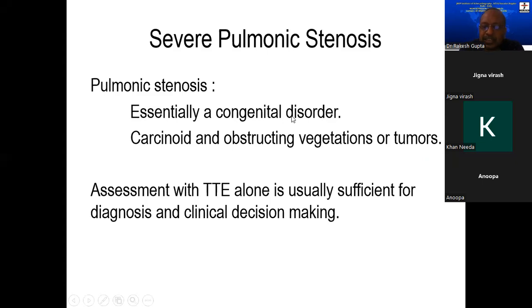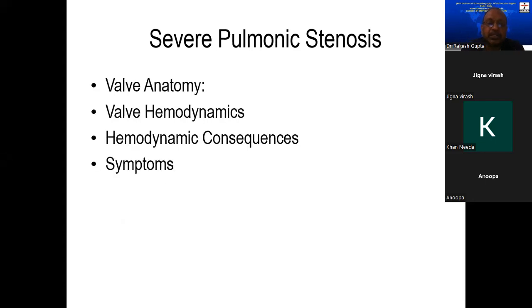It's essentially a congenital disorder. Carcinoid and obstructive vegetation or tumor is another issue. Assessment by transthoracic echo is very well useful. But a number of times we find this pulmonic stenosis with other associated congenital abnormalities like VSD with PS, isolated PS, tetralogy of Fallot. So many places we find this pulmonic stenosis.